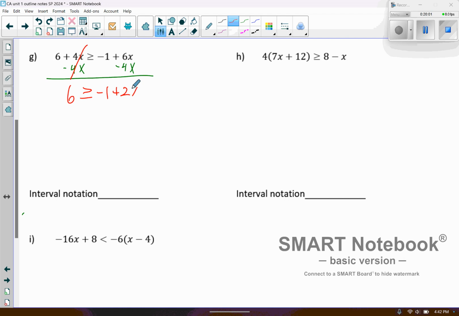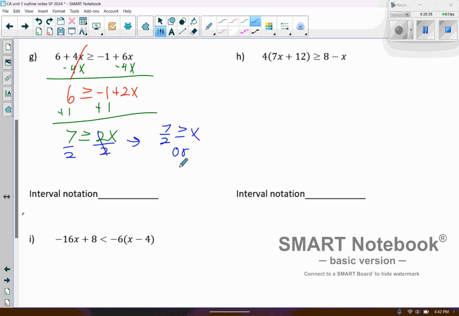And then this is going to be plus 2x. Then we'll go ahead and add 1 to both sides. So we're going to get 7 is greater than or equal to 2x. And then we'll divide by 2 on both sides. And so we end up with 7 over 2 is greater than or equal to x. Or if you want to flip it around, you do have to reverse your inequality symbol if you're going to flip the two sides. x is less than or equal to 7 over 2.